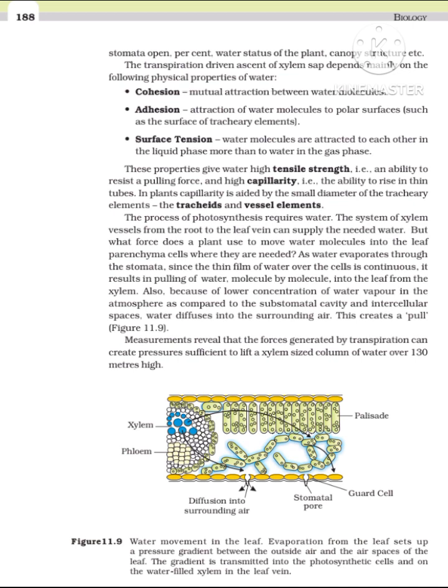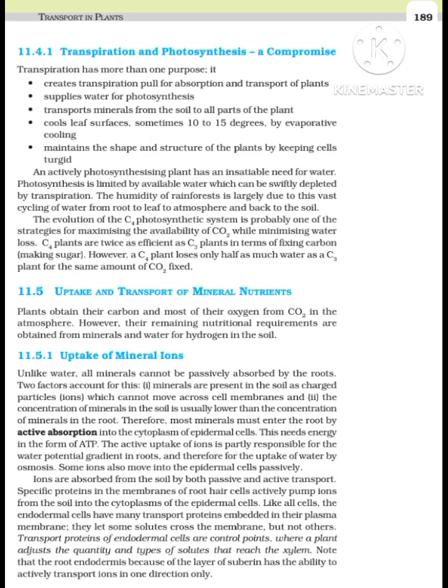Transport in plants. 11.4.1 Transpiration and photosynthesis. Transpiration has more than one purpose. It creates transpiration pull for absorption and transport of water in plants, supplies water for photosynthesis, transports minerals from the soil to all parts of the plant, cools leaf surfaces, sometimes 10 to 15 degrees, by evaporative cooling, and maintains the shape and structure of the plants by keeping cells turgid and actively photosynthesizing.